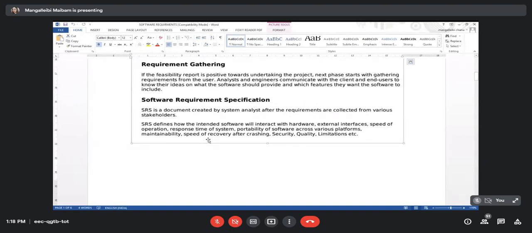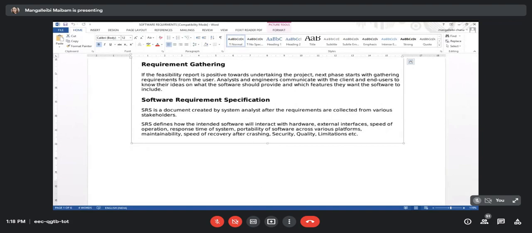What are the requirements? What are the software requirements? What are the hardware requirements? And what kind of interfaces do we have? Then what is the speed of operation? Then time, how much time it consumes? The response time of the system. When a user gives some input, what is the response time we get from the system? Like this. Then maintainability and quality of the software or the document.